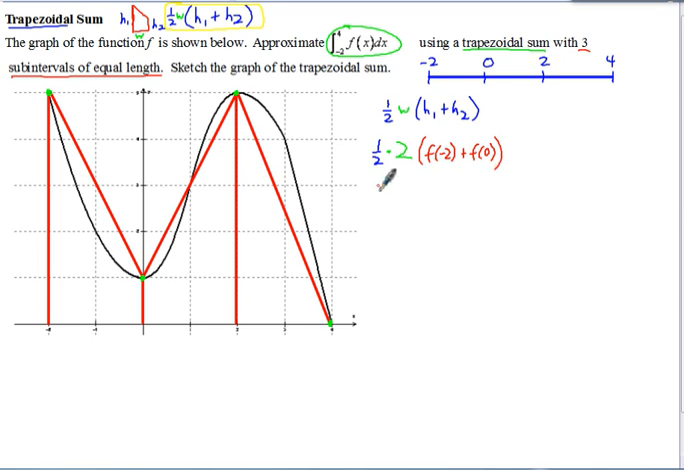Then 1/2 times the width is 2. And the heights in the second trapezoid come from f of 0 and f of 2. And then the area of the last trapezoid would be 1/2 times 2. And the heights from the endpoints come from f of 2 and f of 4.